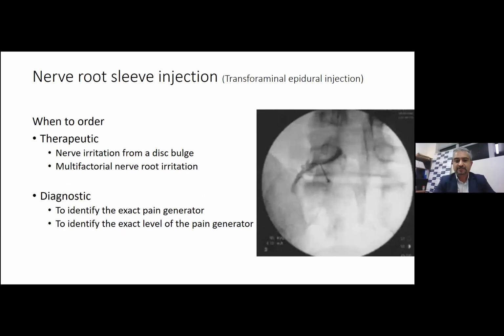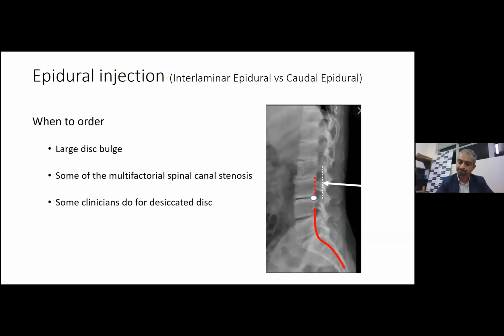Nerve root sleeve injection, or transforaminal epidural injection. You can order that if you have a confirmed disc bulge or foraminal stenosis touching a specific nerve root. We can give an injection with local anesthetic and cortisone and open up that space for them. At the same time, it can be a diagnostic technique for the surgeon, so the surgeon can identify which level is causing the pain for that patient, and operate specifically on that.